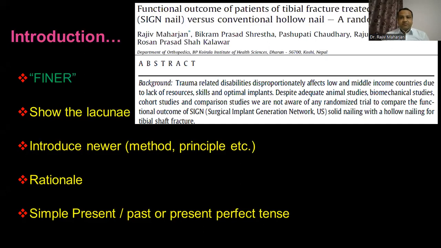So in the introduction part, you must make an attempt to show that your study is feasible, interesting, novel, ethical, and relevant. And you must show the lacunae in the current literature, what has been done and what has not been studied so far. If you are using some newer methods or principles, you have to pre-describe them as well. You must mention the rationale of your study. Like in this example, they have said that this is probably the first randomized trial in this area, so this may be a part of the rationale of the study.